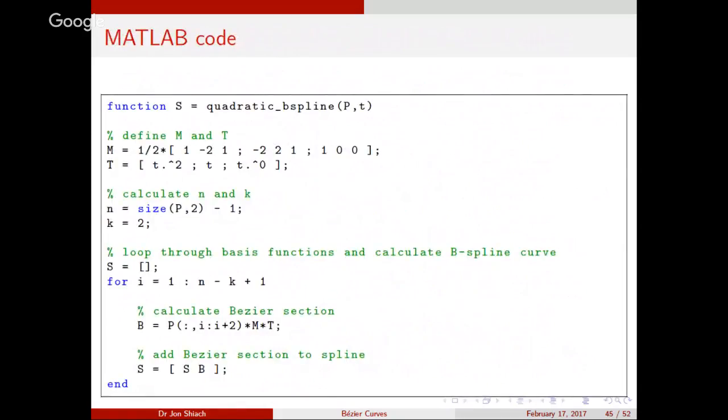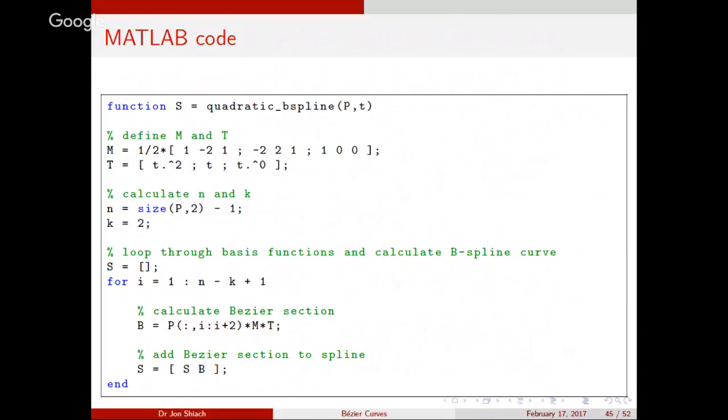Always best given by example, so here you are. Here's the MATLAB code. Again, define M, define t, exactly the same as Bezier. Calculate N and K. I don't think I need it. Oh yes, I need K here. N is the number of control points minus 1, so the size of P along the second dimension minus 1.